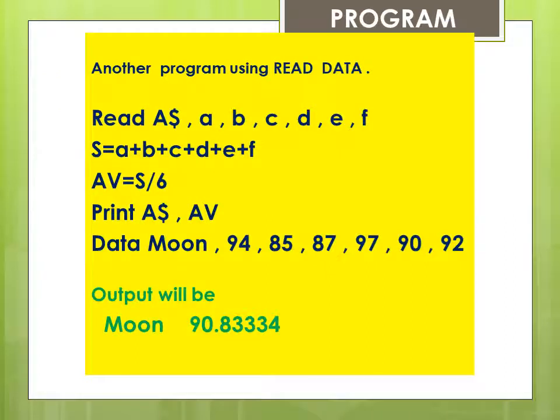Another program using READ DATA. Read N$, A, B, C, D, E, F. S = A + B + C + D + E + F. AV = S / 6. Print N$, AV. Data moon, 94, 85, 87, 97, 90, 92. Output will be moon 90.83334.